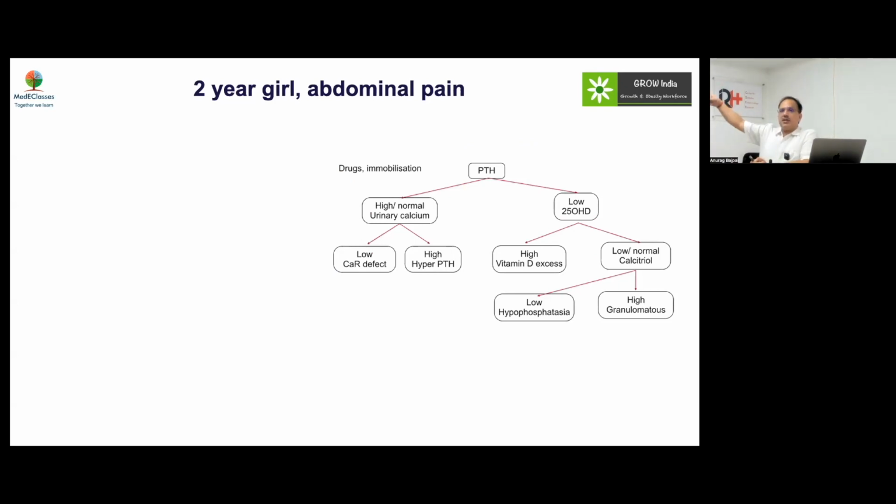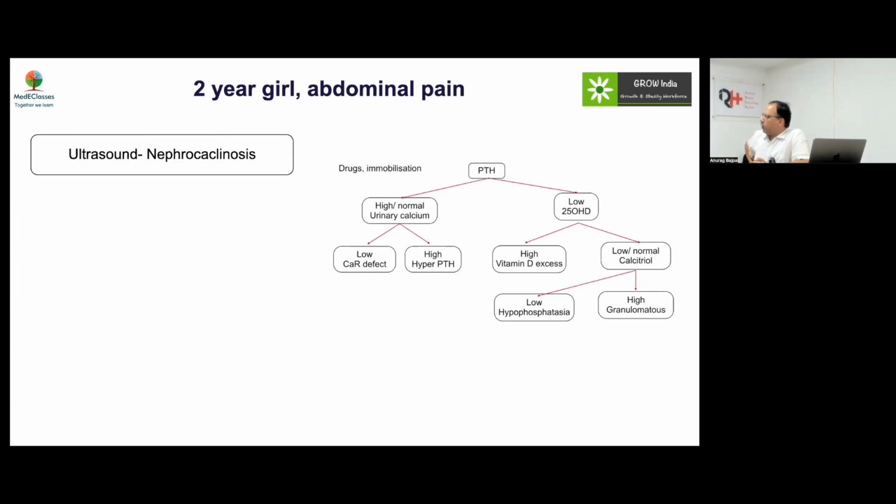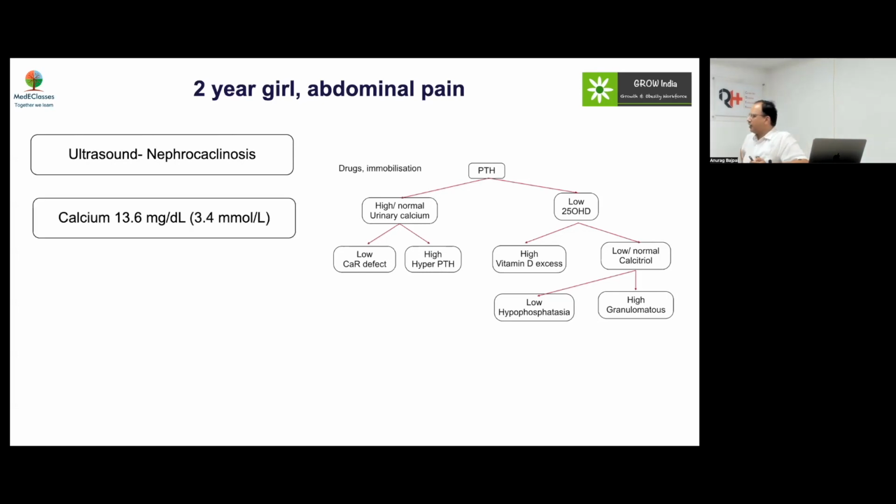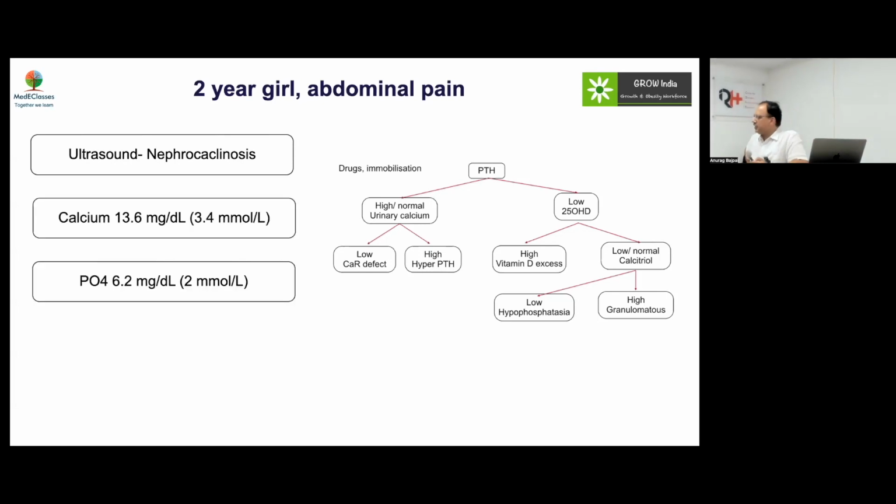But then the calcium picked up. No, later on treatment, the calcium picked up. 2-year-old girl with abdominal pain, ultrasound showed nephrocalcinosis, calcium is 13.6, phosphorus is 6.2. So what is not likely in this scenario?